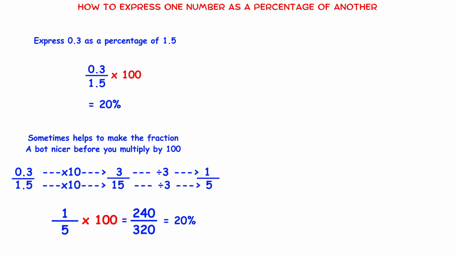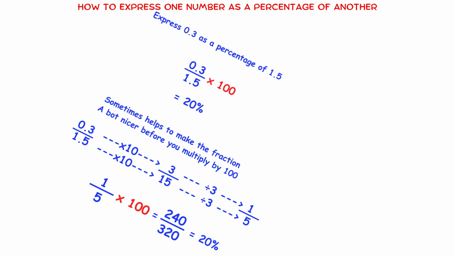If you are not using a calculator, it can be helpful to eliminate the decimals first. For example, by multiplying both the numerator and denominator by 10, we convert 0.3 over 1.5 into 3 over 15, which is easier to work with. This fraction can be simplified further by dividing both the top and bottom by 3, which gives us 1 over 5. Multiplying 1 by 100 gives us 100, and dividing that by 5 results in 20. So we again arrive at the same answer of 20%.